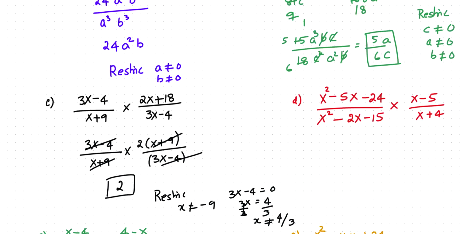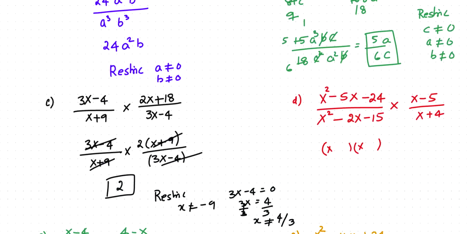So it's x square minus 5x minus 24. So first we factor them. x square will be x times x. Multiples of 24, by adding you should get -5, and when you multiply, -24.